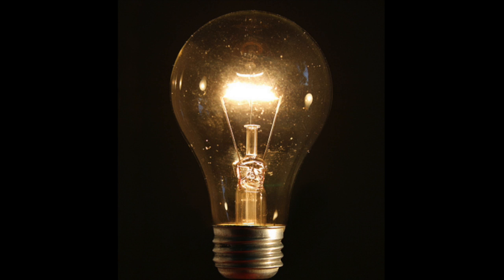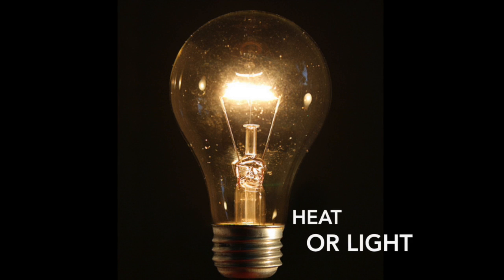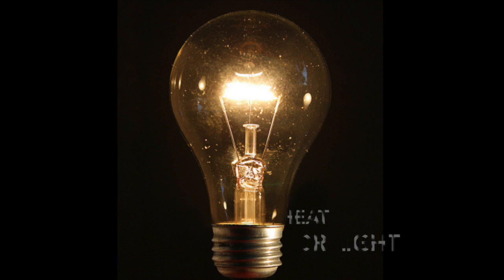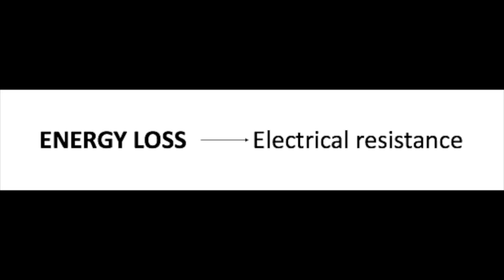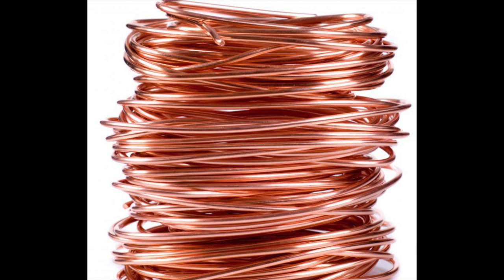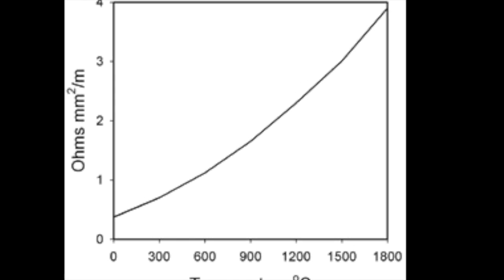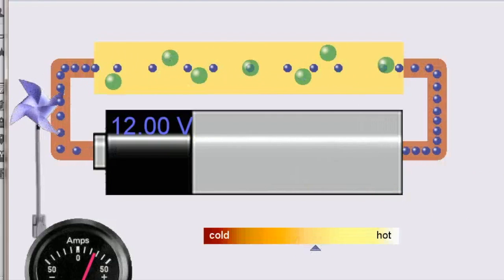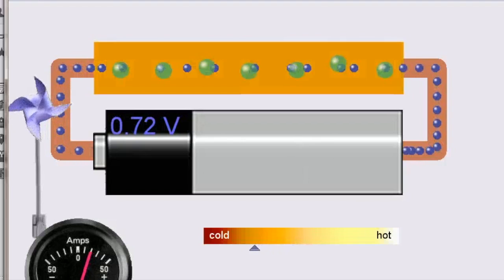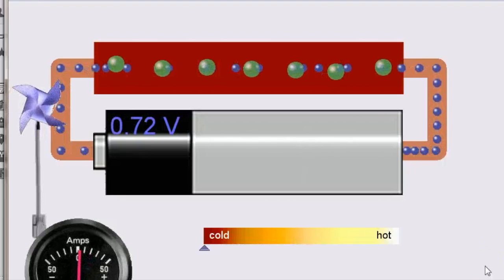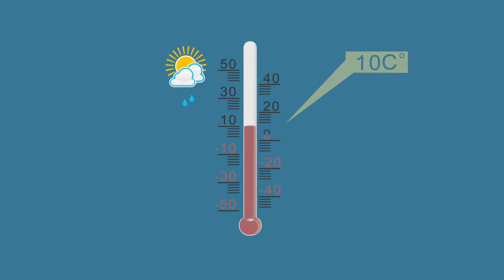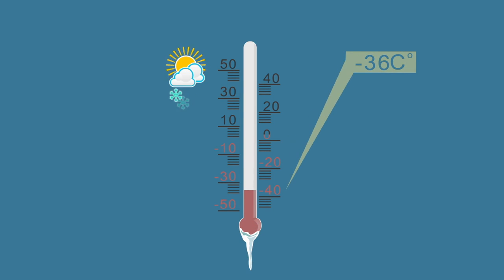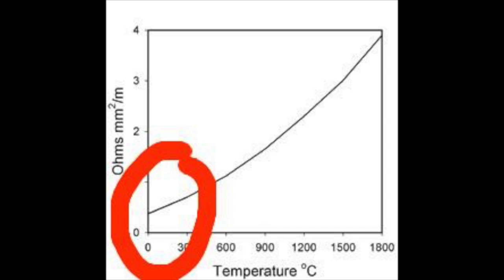When an electric current is passed through a conductor, some of the energy is lost in the form of heat or light. The amount of energy lost varies depending on the individual material's electrical resistance. Some elements, like copper or gold, are great conductors of electricity and have very low resistance. Scientists discovered that the colder these materials are, the more conductive they become. But no matter how cold you make copper or gold, they will always show some electrical resistance.